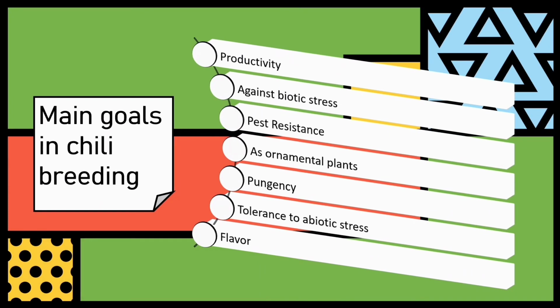The main goals in chili breeding are productivity, resistance against biotic stress, pest resistance, use as ornamental plants, pungency, tolerance to abiotic stress, and flavor.